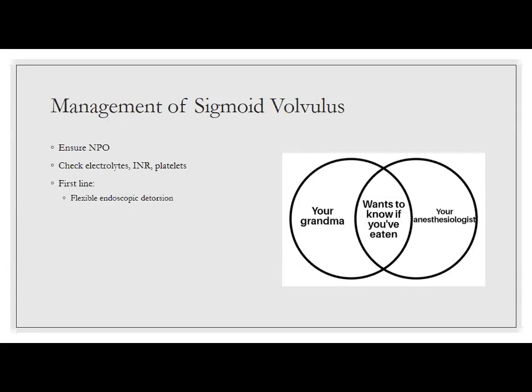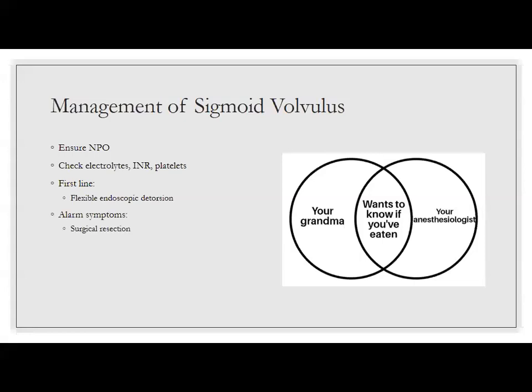First line is going to be GI, so they can do a flexible sigmoidoscopy detorsion. So basically, just with gentle pressure from the scope, they can untwist the sigmoid colon. Sometimes they leave in a decompression tube to make sure it doesn't twist right back on itself.